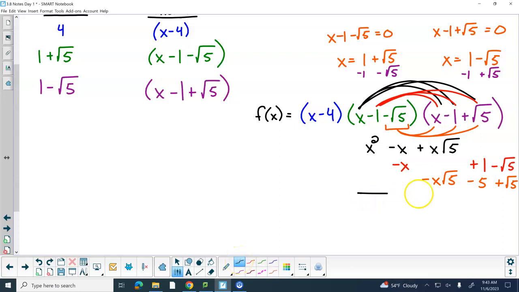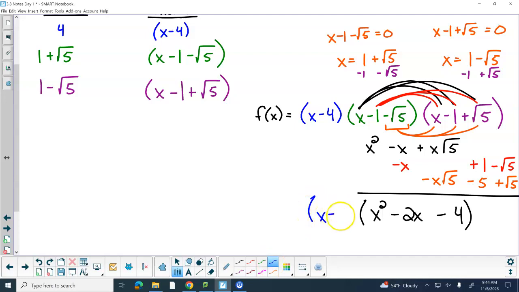Add all of those up, I get an x squared. I get minus 2x. Out of this column, what happens here? Cancels, goes away. Out of this column, I get minus 4. What happens in this last column? Cancels out too. So I'm left with that. That, then, has to be multiplied by x minus 4.